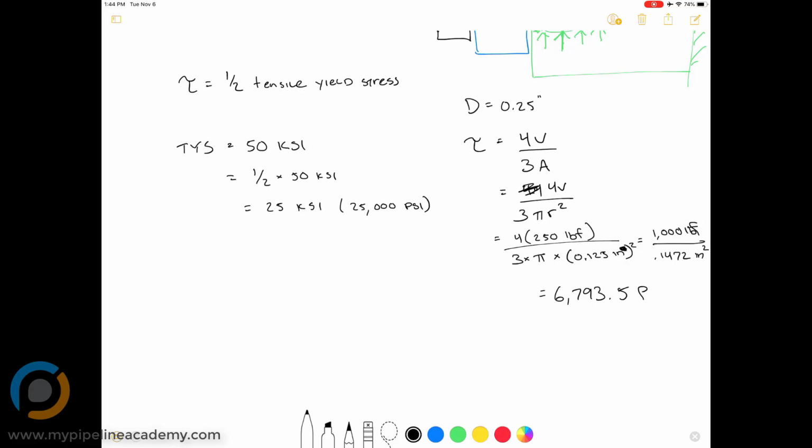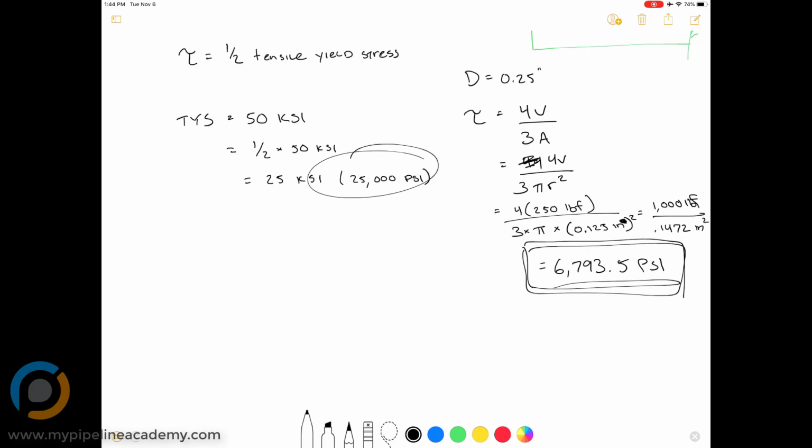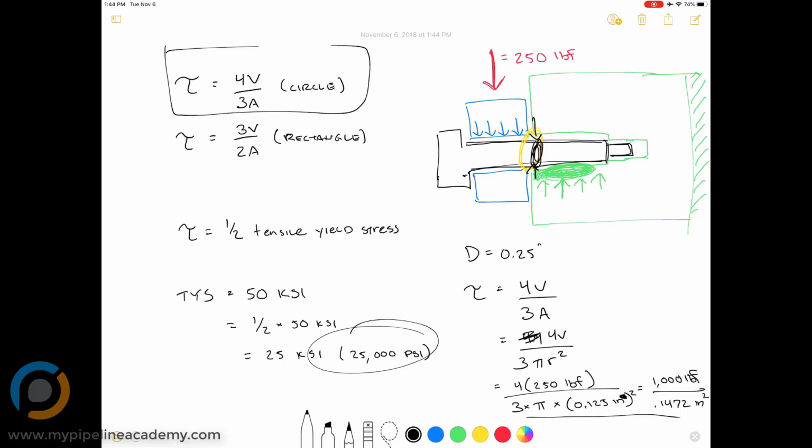6793.5, and that's psi. Okay, so now we have our shear stress, which is here, boxed in, and we compare that against our shear yield stress, which is 25,000 psi, and 6793.5 is much less than 25,000. So we know that we do not have a condition in which plastic deformation will occur. So we are just fine with the 250-pound force applied to this shoulder screw. And that's how to calculate shear stress.